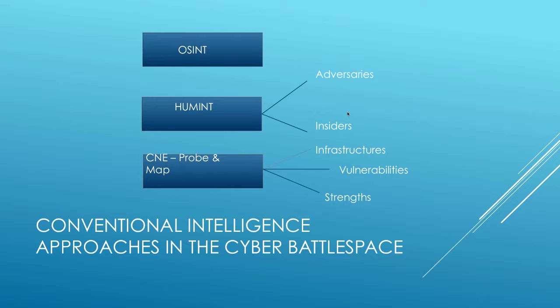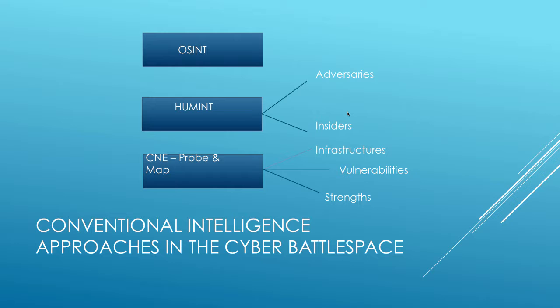This is looking at some conventional intelligence approaches in the cyber battle space. Open source intelligence, human intelligence, and computer network exploitation are three boxes I have on the chart. HUMINT can be particularly effective and needed, actually, against cyber targets. Insiders are particularly good sources. Chelsea Manning and Snowden come to mind.